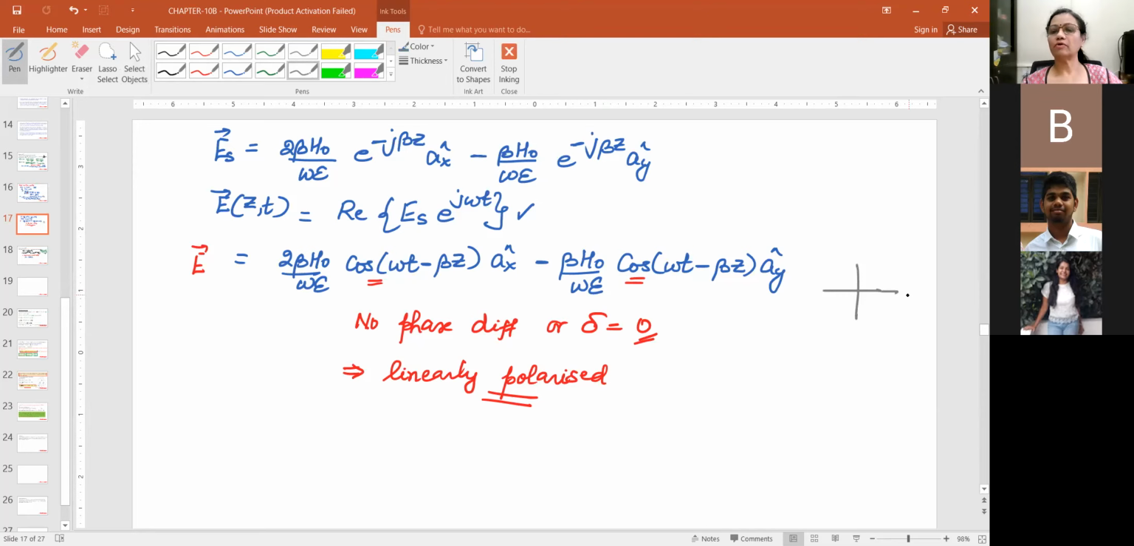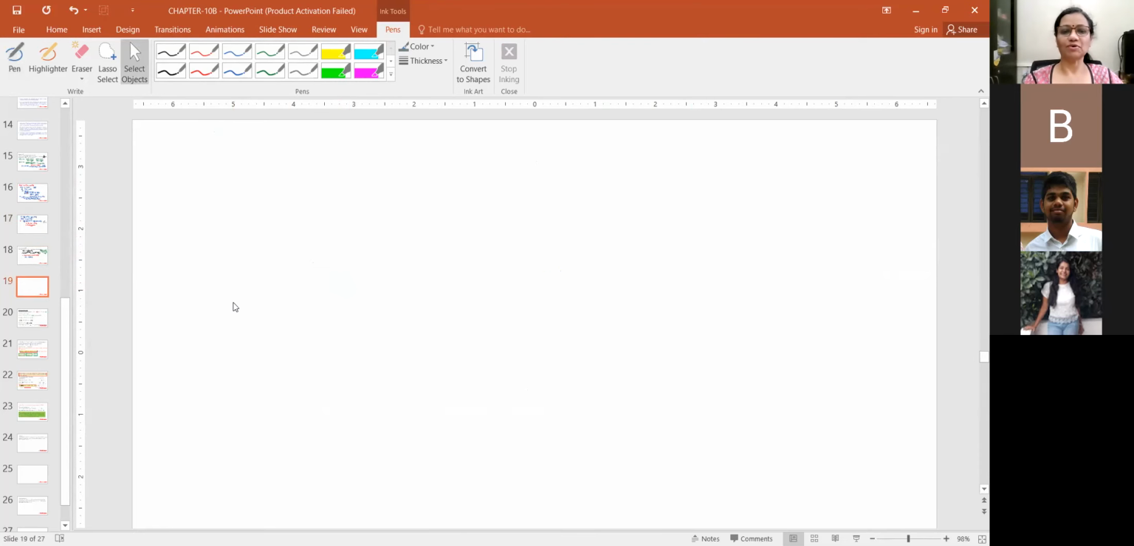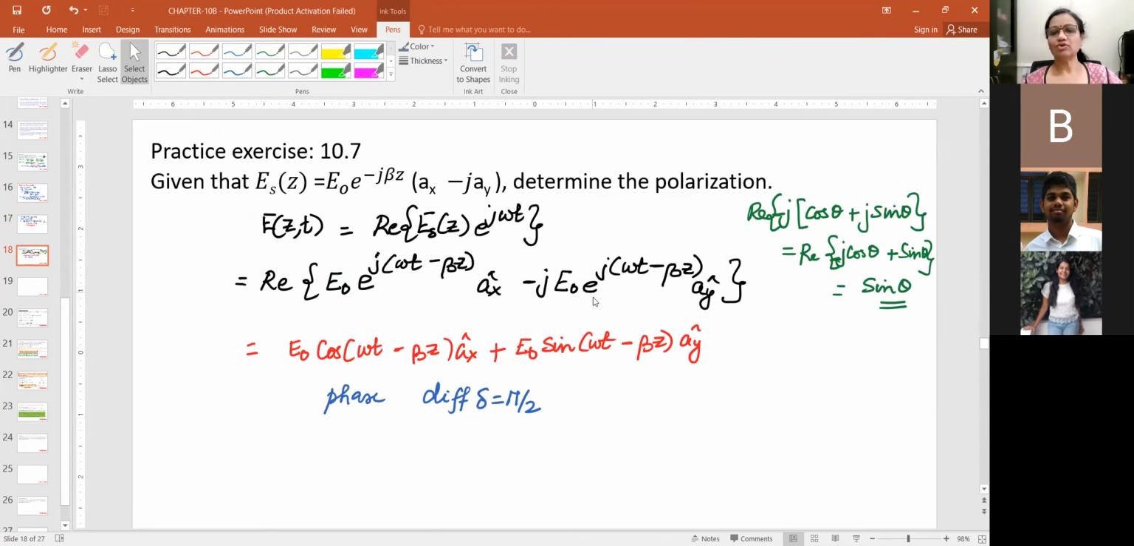Or if you still have any problem, just try to plot it. Plot it and see, Ax, Ay, and see what is going to happen at a time t equal to 0 and z equal to 0. Just plot it and see. You can plot it yourself and see. Okay, so there is a phase difference of pi by 2, and it is plus or minus that you decide and tell me.